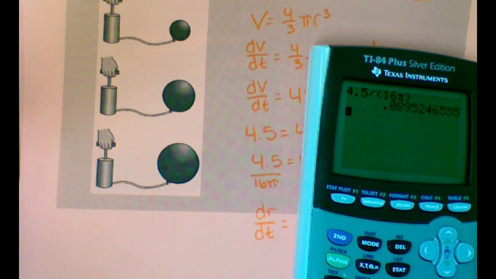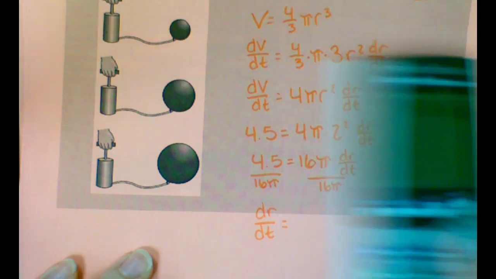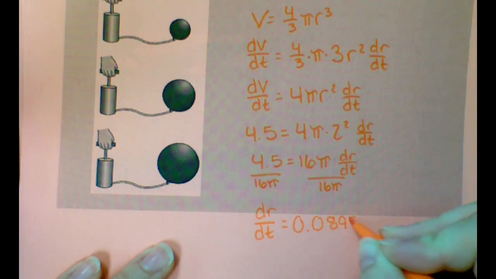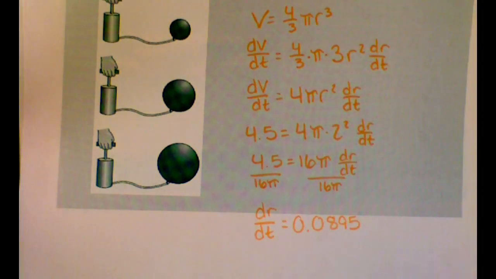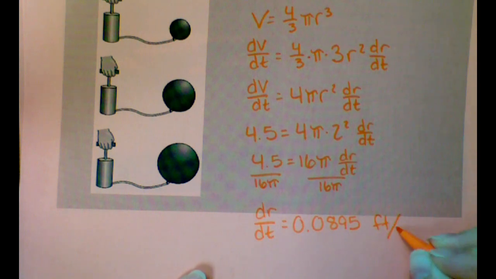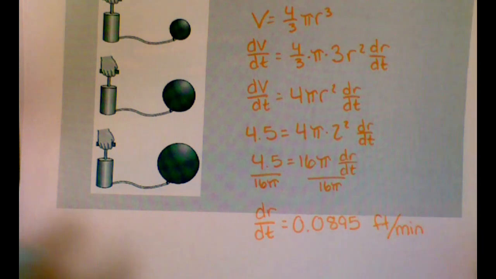So we get 0.0895. And I'm going to go 4 decimal places just because that's a 5. Our radius is changing in feet per minute. Feet per minute.